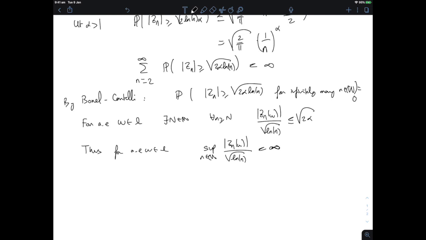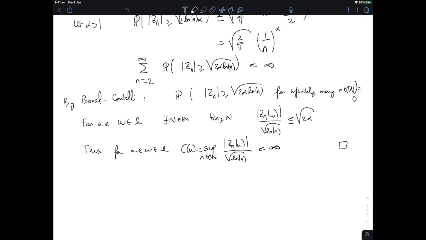And it is the maximum of square root of 2 alpha, where my alpha was some fixed number greater than 1, and the maximum of Zn of omega divided by square root of log of n for n smaller than capital N. And this is exactly what I'm going to call C of omega. And that proves my lemma that, up to a constant which fair enough depends on omega, Zn of omega stays smaller than that constant times square root of log of n.